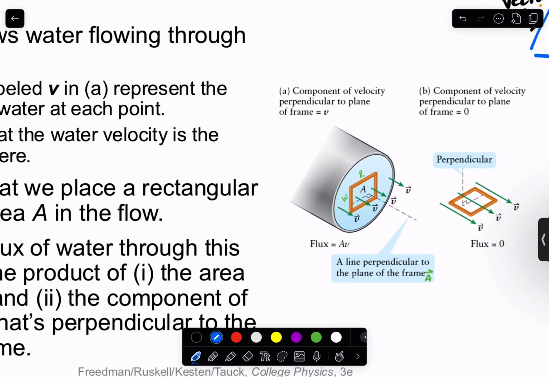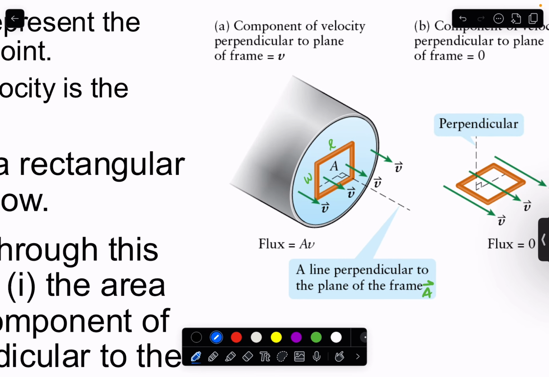Here's an example. So if we look at water passing through a pipe, this velocity vector V describes the direction that the water is moving. And you can see that in this situation here in this picture, all of the water possible is passing through that area. And so the total flux in this case would be the amount of the area, like length times width, times the full amount of that velocity vector.